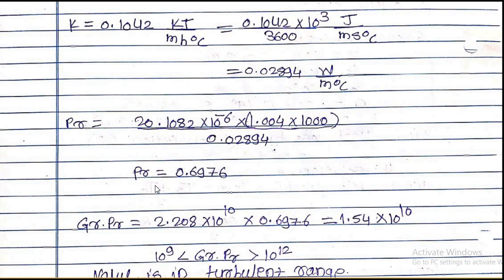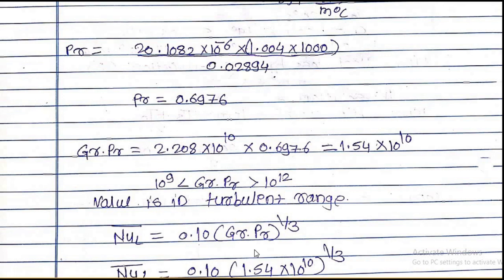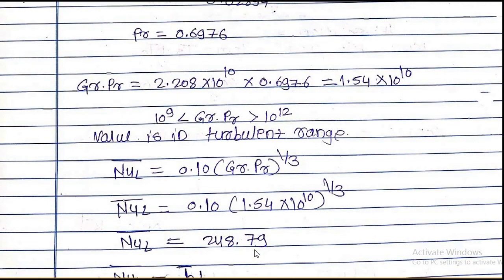Next, we have to determine the type of the flow, whether the flow is laminar or turbulent. For that purpose we have to find out the Rayleigh number, or the product of Grashof number and the Prandtl number. So Grashof number is 2.208 multiplied by 10 raised to 10, multiplied by 0.6976, that is the Prandtl number. So we'll get the value 1.54 into 10 raised to 10. This value is greater than 10 raised to 9 and less than 10 raised to 12. So we can say that the type of the flow is turbulent flow, or the value is in the turbulent range. So we can use the equation for a vertical cylinder for turbulent flow.